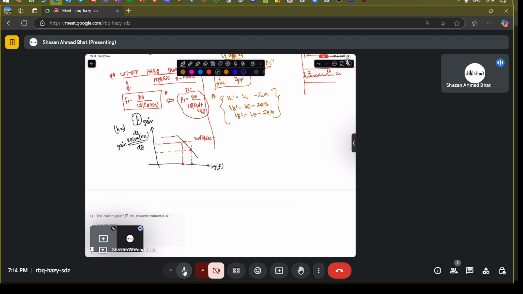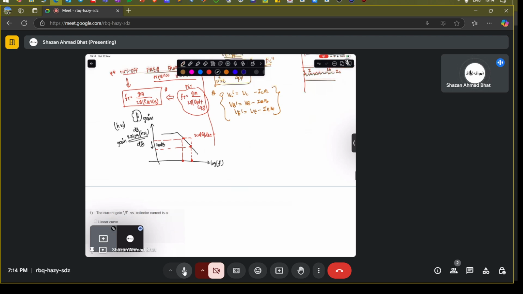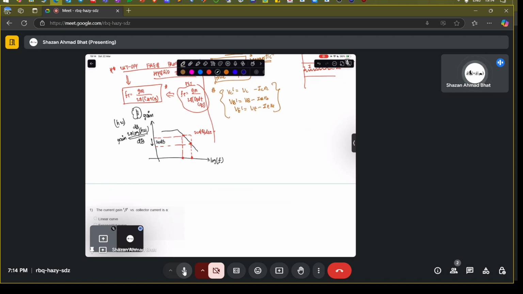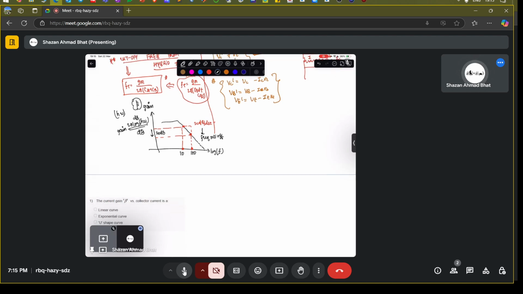That means when there is a 20 decibel drop in the gain, the frequency changes by a decade, that is, 10 times. So if the frequency here is 10, the frequency here will be 100. That is what is meant by 20 dB per decade change in frequency. This is called frequency roll off. And if you extrapolate this line and it cuts the frequency axis at the point where the gain drops to zero, this is called the cutoff frequency.